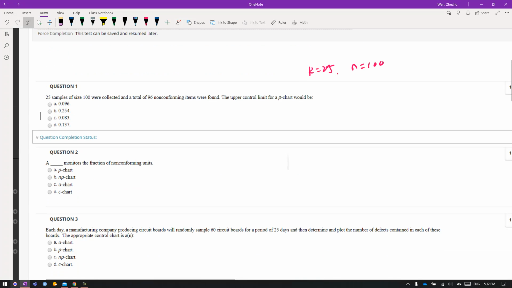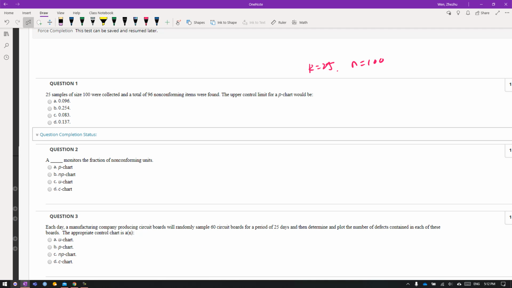So let's take a look. Number one, the first one has k equal 25 and n equal 100. So the p bar here is 96 over 25 multiplied by 100, right? That will give you 0.0384.